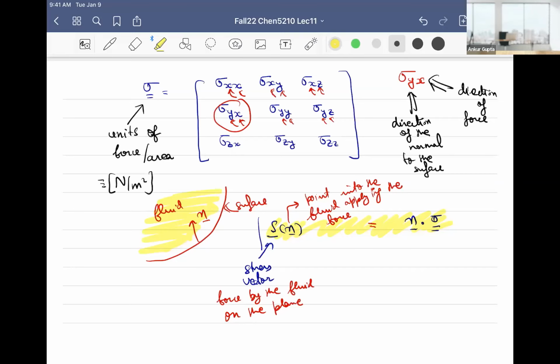And now when I want to think about force, I want to think of the stress vector, which is n dot sigma. Okay. I will elaborate on this. This is a very key concept. Yes, please.